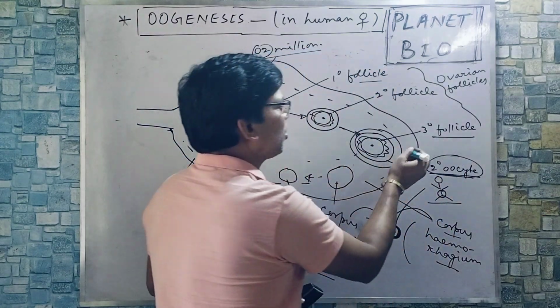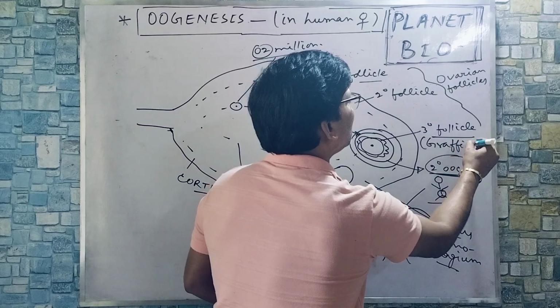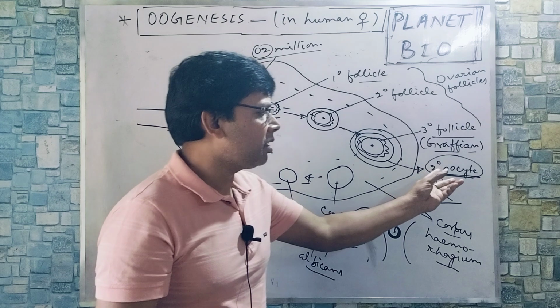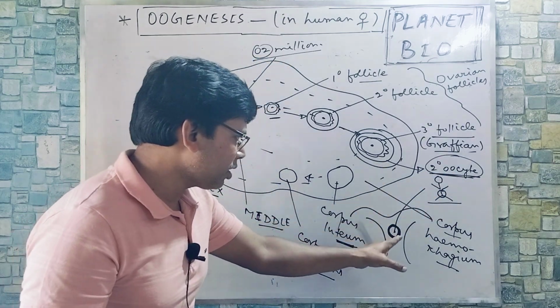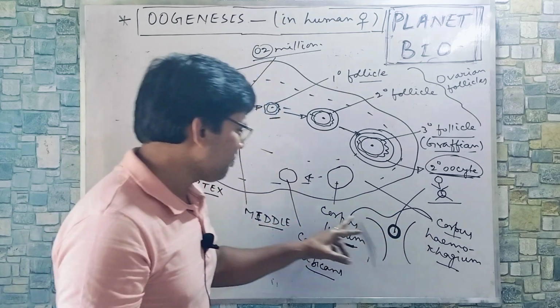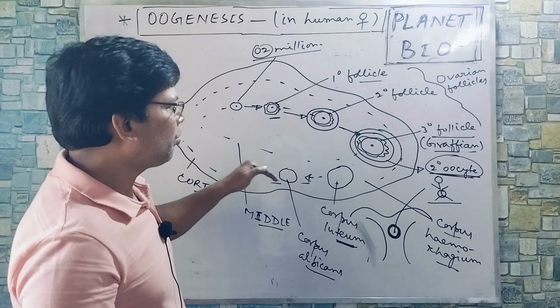जब ये मैच्योर हो गया तो इसी को कहते हैं ग्राफियन फॉलिकल. ये साइंटिस्ट के नाम के ऊपर, डे ग्राफ के नाम के ऊपर ग्राफियन फॉलिकल, उससे ये सेकेंडरी ओसाइट निकल गया. उसके बाद कॉर्पस हेमोरेजिकम बना, कॉर्पस ल्यूटियम बना, कॉर्पस अल्बाइकस बना. ये रेडिश हुए, ये येलोइश हुए, ये व्हाइट हुए. तो ये लगातार ये प्रोसेस चलता रहेगा.